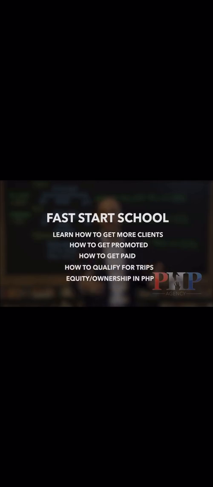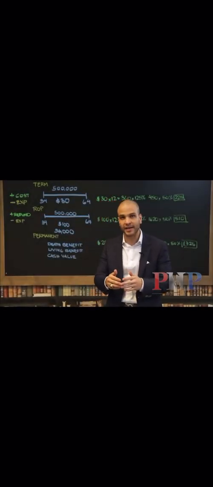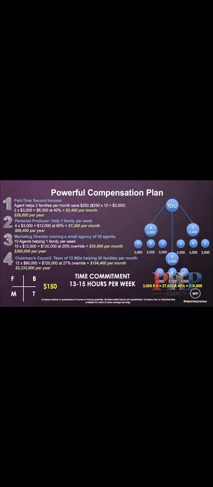And in Faster School, you're going to learn more about how we find more clients, how to move up in the company, the 23 different ways that we can pay, how to qualify for trips, and how to get equity and ownership with our company. And after that, I'm going to explain our compensation with 4 different levels. And the first level is the part-time.